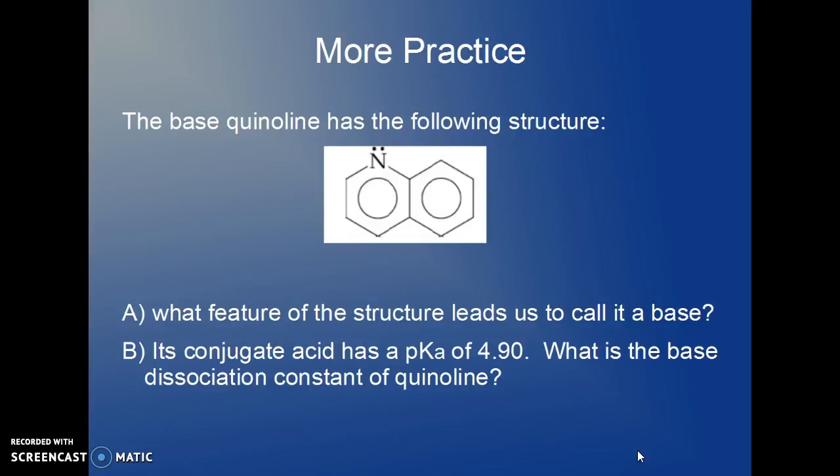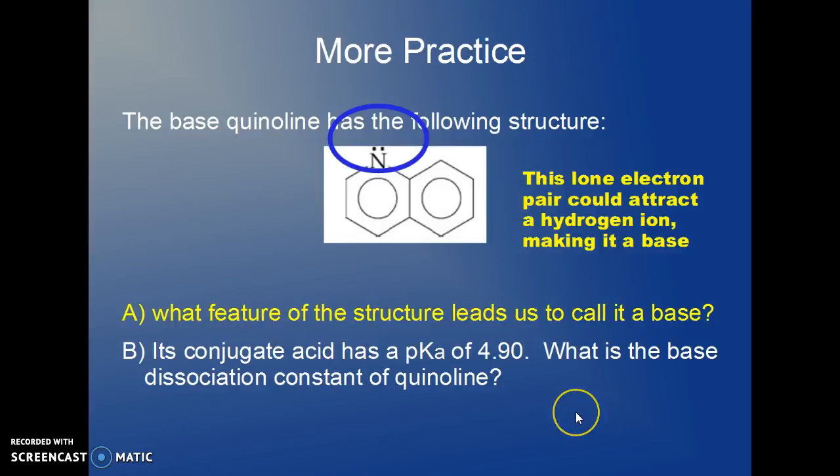Quinoline has the following structure. If you look carefully at it, you may be able to see what feature of the structure leads us to call it a base. That feature, of course, is a lone pair of electrons. These are capable of attracting hydrogen ions, and the hydrogen then would stick covalently to the lone pair of electrons and make a covalent bond between the nitrogen and the hydrogen, and that means that this original molecule of quinoline is a base, something that accepts protons. Now its conjugate acid has a pKa of 4.9.